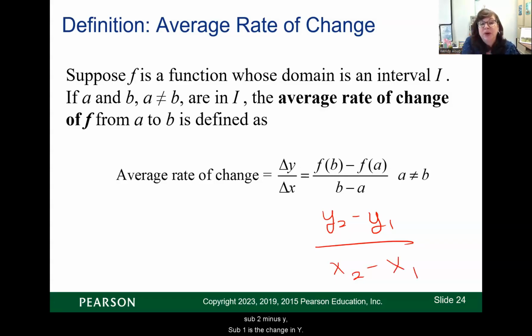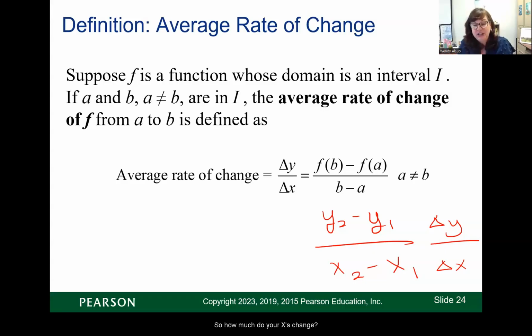Y sub 2 minus y sub 1 is the change in y, and we use this delta symbol to represent change. Your y values changed. How much did they change? Subtract them and you'll know. And x sub 2 minus x sub 1 is the change in x. Delta again. Delta is the symbol for change. So how much do your x's change? Well, subtract them and you'll know.